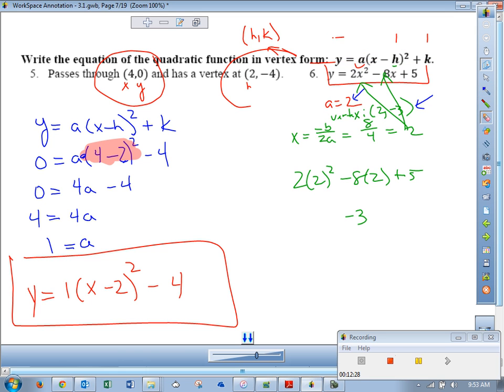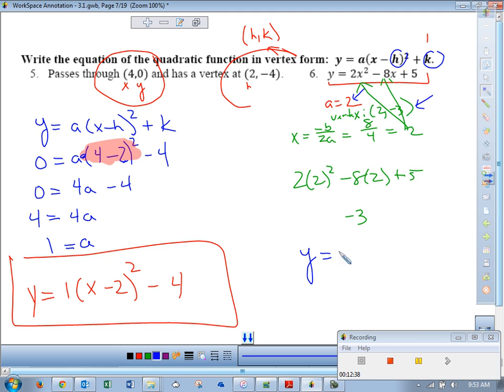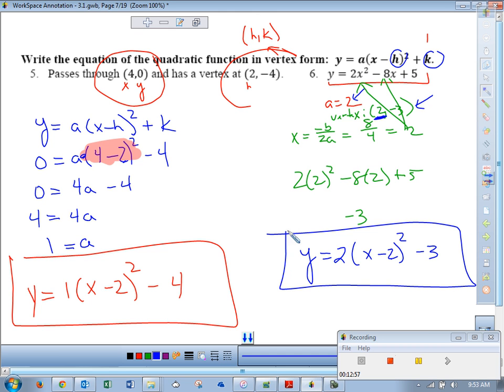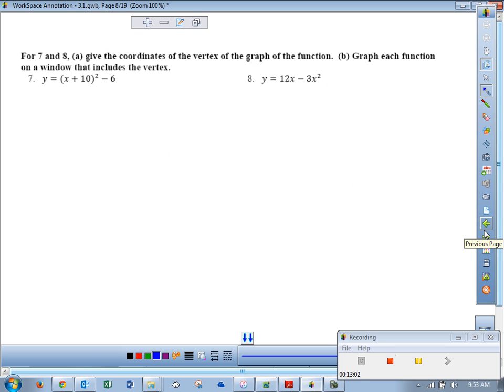Let me erase all this stuff, get it out of the way. I know the vertex is in that hk, correct? And I know the a value. So it would be y equals a, which is how much? Times the quantity of x minus h squared plus k. H was 2, yes. K was negative 3. Box them up. Hot dogs? Yay for parabolas.